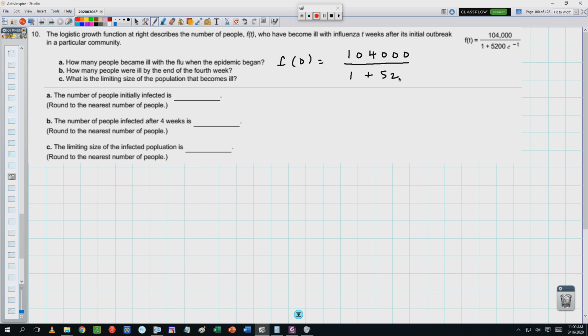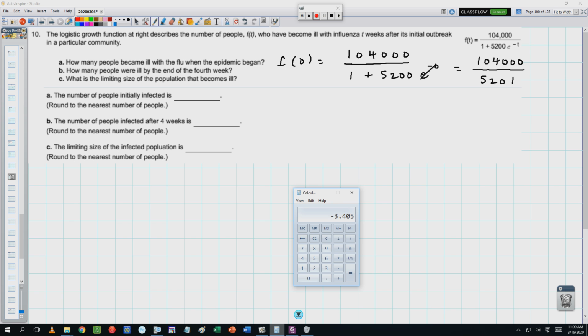Now I know there's an e here, but we're getting ready to take e and raise it to the negative 0, which is the same thing as e to the 0, and anything to the 0 just becomes a 1, so that's not important to the problem anymore. So we will take 104,000 and divide it by 5,201. And we could do that with our super fancy calculator. And we get 19 point something, so to the nearest number of people, 20.